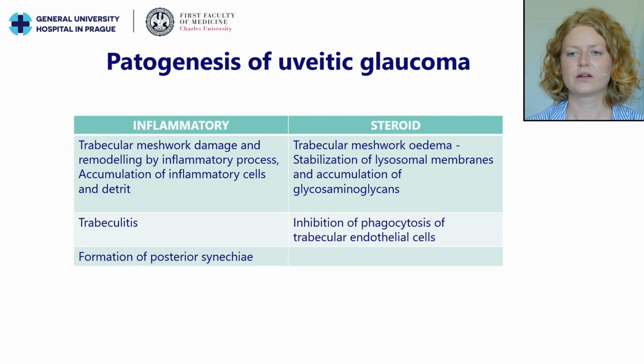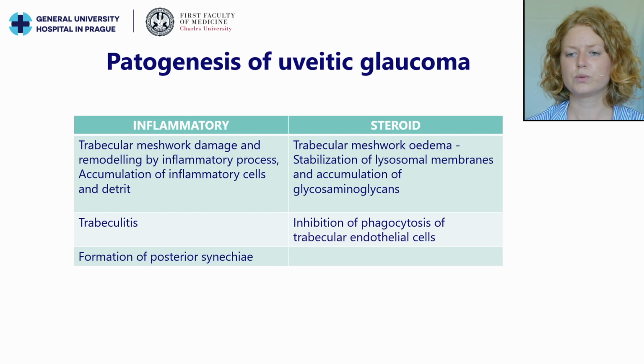Several mechanisms can cause secondary glaucoma. Firstly, it is the inflammation itself. Secondly, corticoid therapy. Inflammation can damage and remodel the trabecular meshwork. The meshwork can also be obstructed by inflammatory cells. All these mechanisms lead to increased resistance in outflow pathways. Furthermore, inflammation can cause formation of posterior synechiae and angle closure.